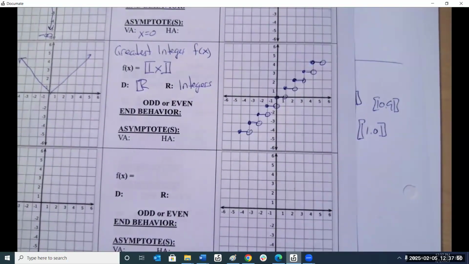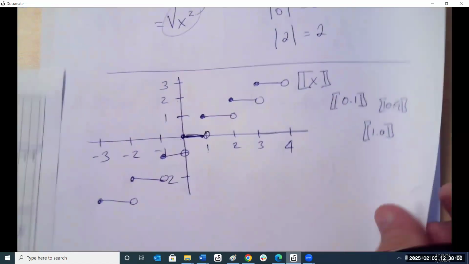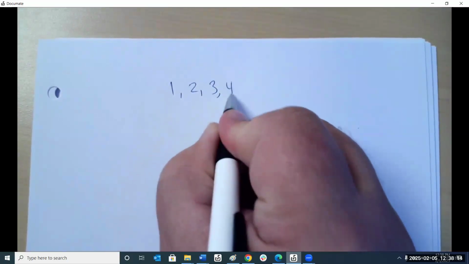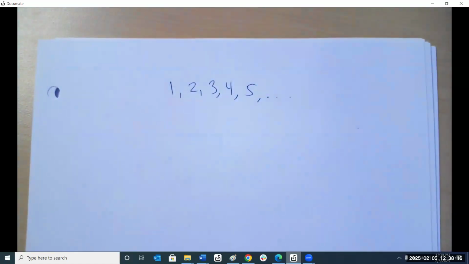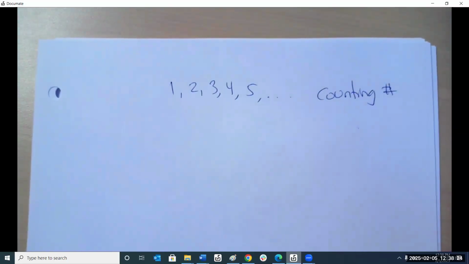Why would whole numbers be a wrong answer? No, I know exactly what you were thinking. That's what went through my head first, but then I thought about it, and no, it can't be whole numbers. I'll show you why. In the whole scheme of things, when you were first in school, what numbers were you taught? You were taught 1, 2, 3, 4, 5, and all the way to infinity. What do we call those? Counting numbers.